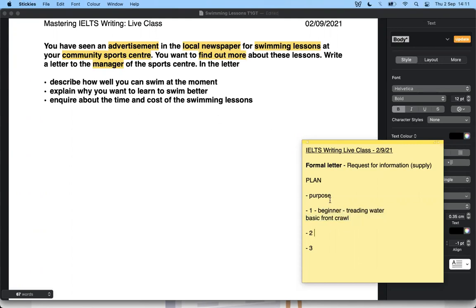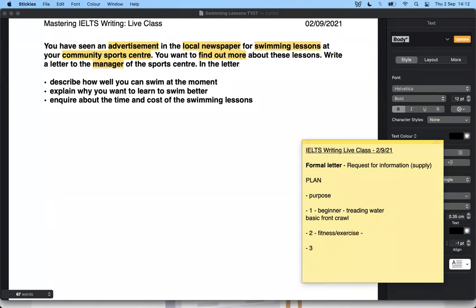Explain why you want to learn to swim better. What possible reasons might we have? I've been in this position myself before. Fitness, curiosity, you want to exercise. Okay, that's interesting. Yeah, let's go with fitness then. Let's go with fitness. Can we say fitness or exercise? We'll probably use both of those words in the end.